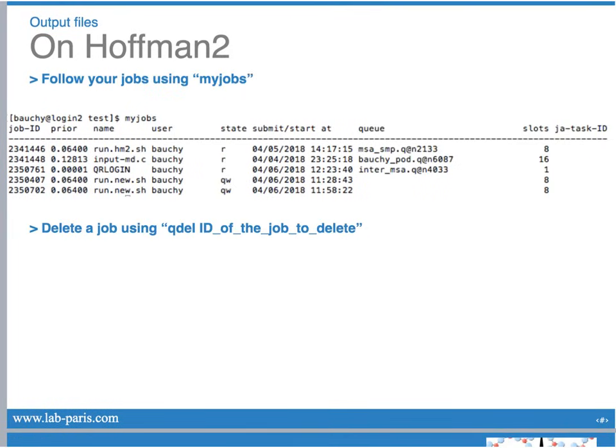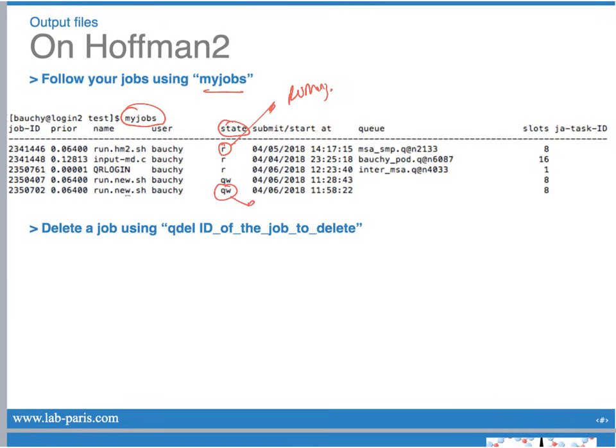To see the list of all your simulations that are either presently running or that are waiting to run, you can use the command myjobs. The command myjobs, that you would type in the terminal here, will tell you the list of all the jobs that you have presently running or waiting. So the way to know if your job is presently running or not is to look at the state of your job. If it's R, then it's a job that is presently running. As soon as the job finishes, either because the simulation has finished, or because you have reached the time limit, it will just disappear from this list.